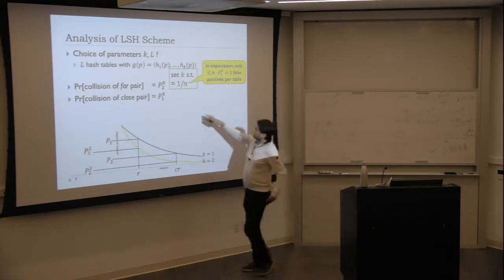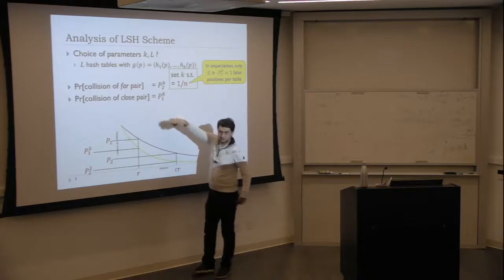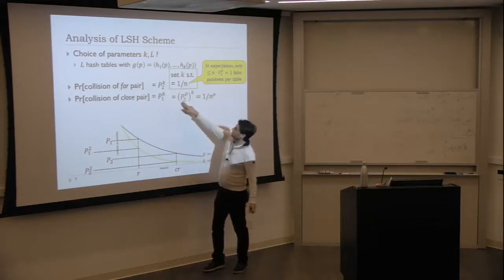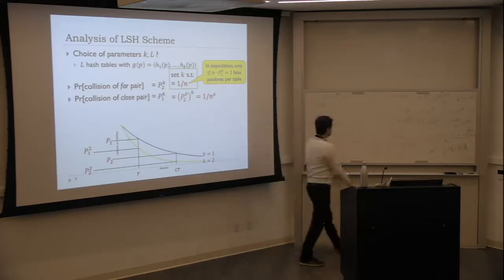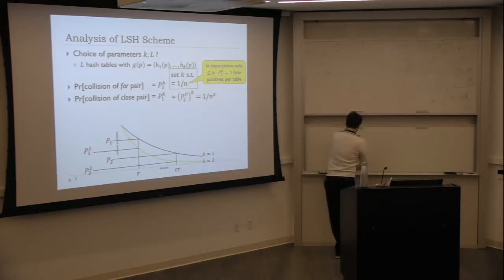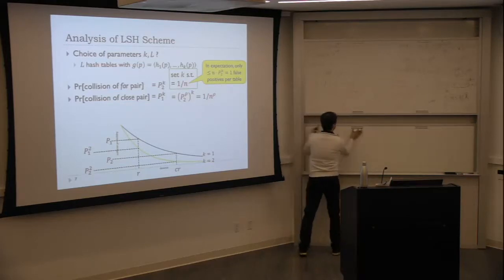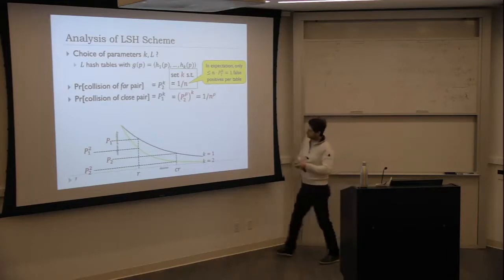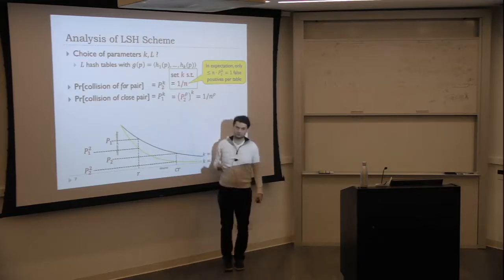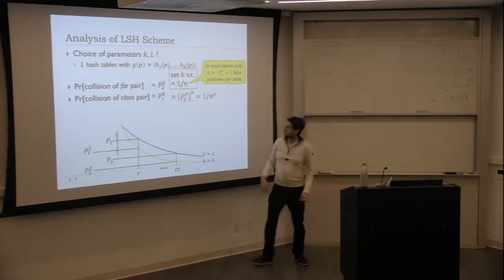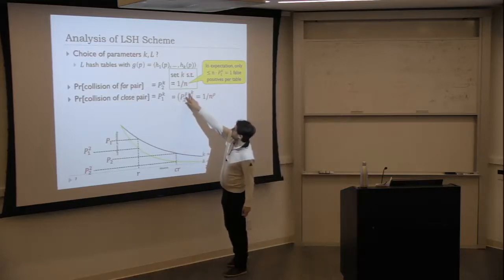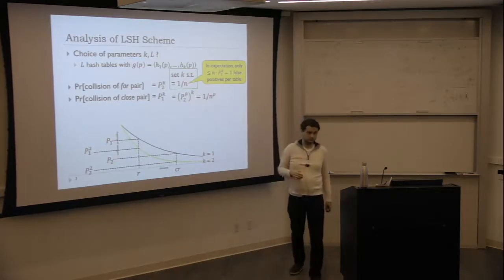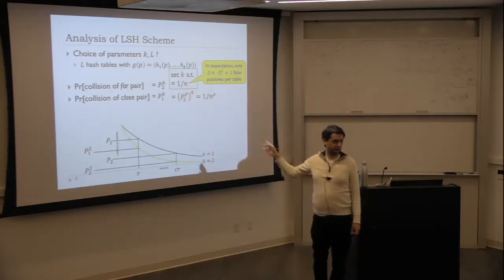But now we can compute what this value is. In particular, P1 is equal to P2 to the power rho by definition of rho. We define rho as being equal to log of 1 over P1 divided by log of 1 over P2. You can verify that this is exactly the same as saying that P1 is equal to P2 to the power rho. So by definition of rho, we switch rho and K, this becomes P2 to the power K, to the power rho, so this is 1 over N to the power rho.